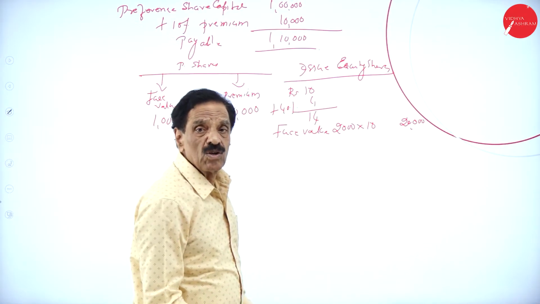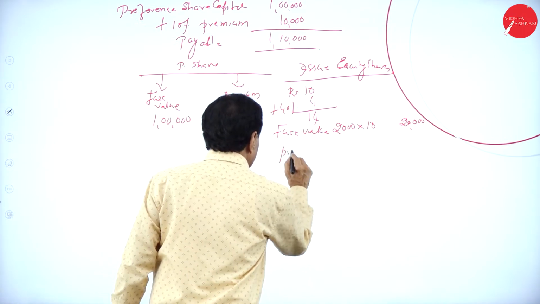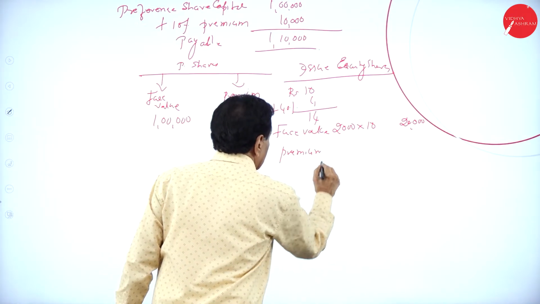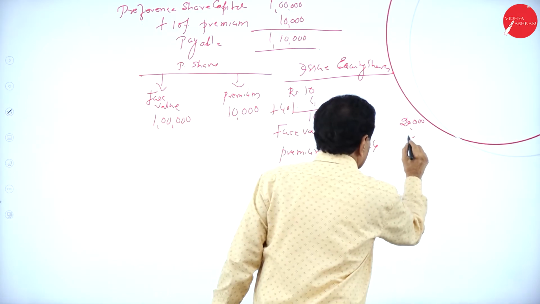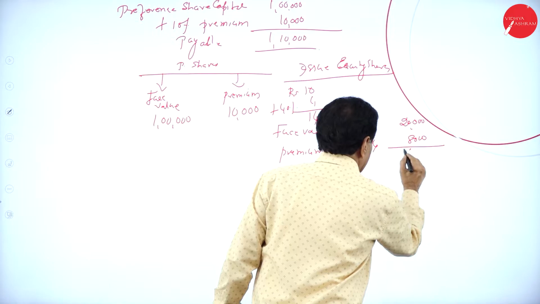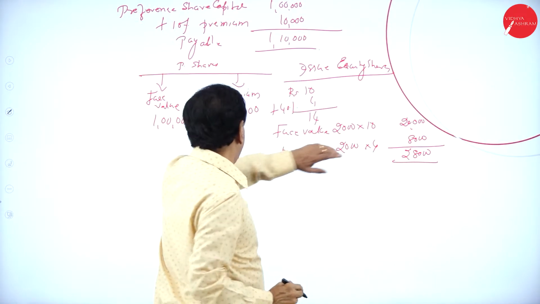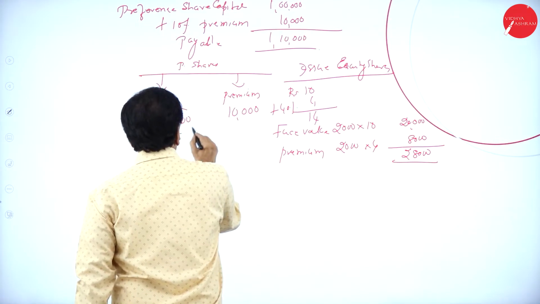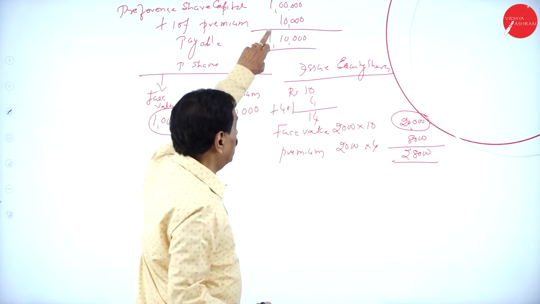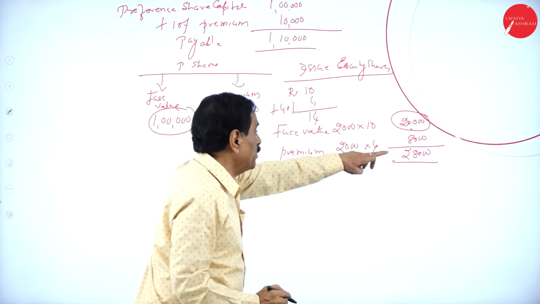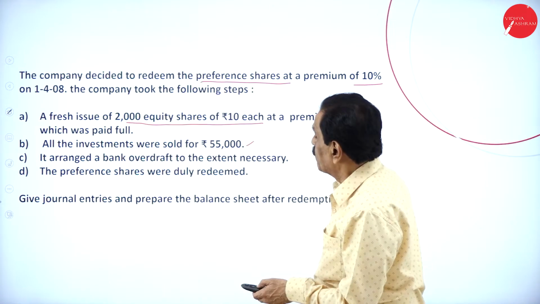We have issued how much? 2,000 shares of 10 each, 20,000. Premium, 2,000 into 4, 8,000. So 28,000. What's your face value? 1 lakh. What's your face value available? 20,000. How much premium is payable? 10,000. How much you have got? 8,000. So if you go with a balance sheet, you're fully paid.